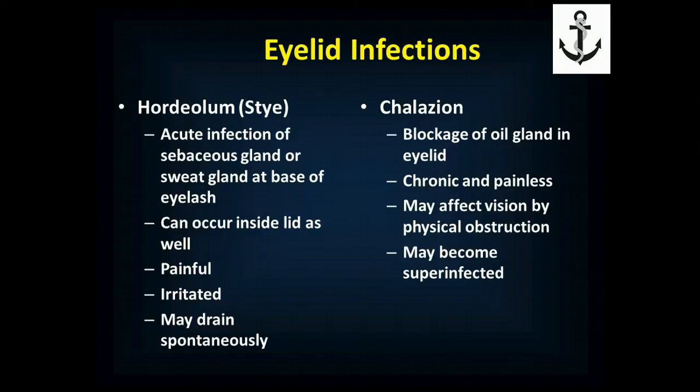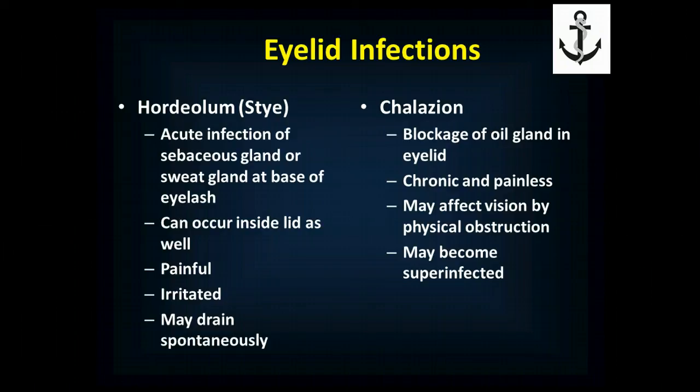They're painful, they get very irritated, and they may drain spontaneously. They typically don't affect vision, except that they can be big enough to be in the way, and then the patient sees them. In a chalazion, you get a blockage of an oil gland in an eyelid, and they form a cyst, and that's chronic and typically painless. Their vision is affected because these things get big enough to actually cover part of the visual axis.